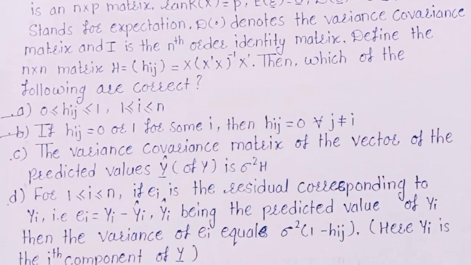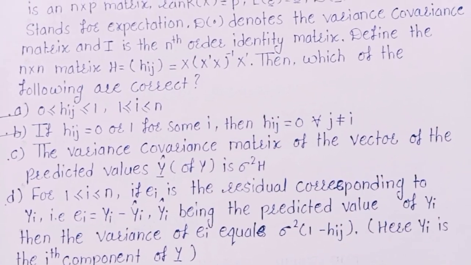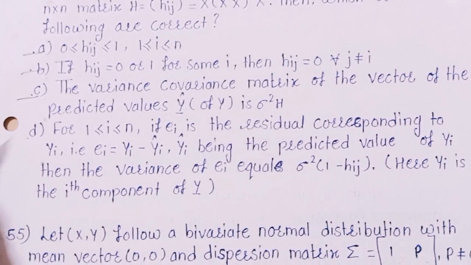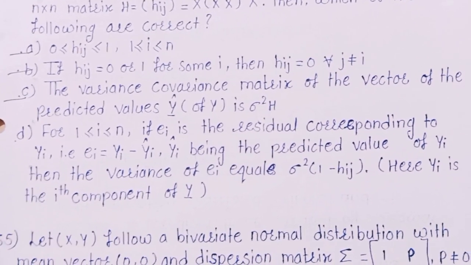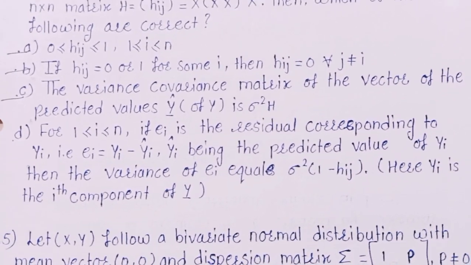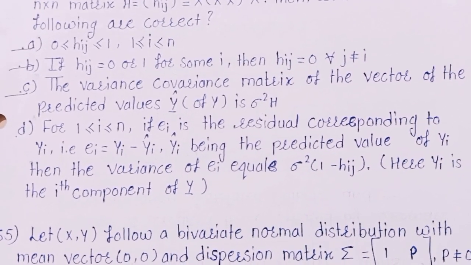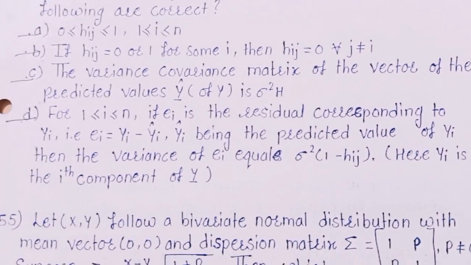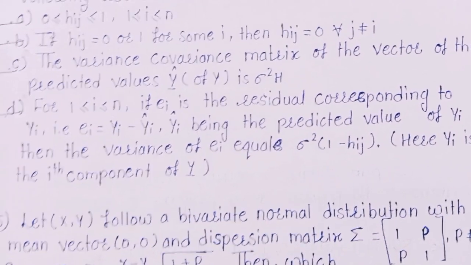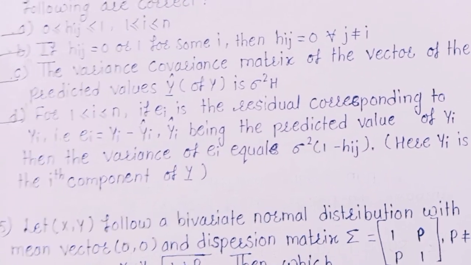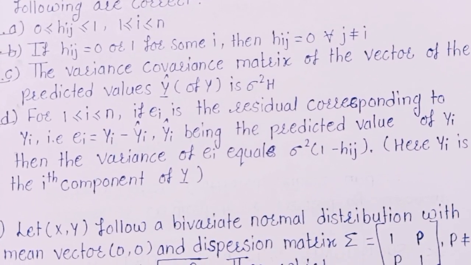If Hij equals 0 or 1 for some i, then Hij equals 0 for all j not equal to i. C is also correct. The variance-covariance matrix of the vector of predicted values y cap of y is sigma square H, and D is also correct, and the fourth option is correct.